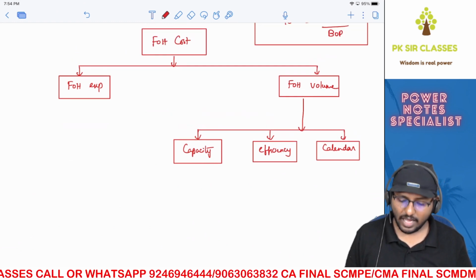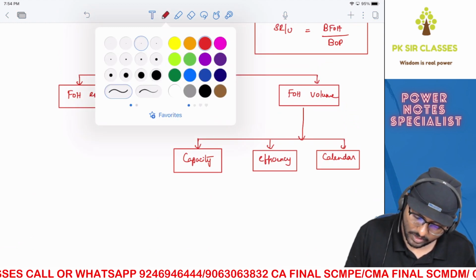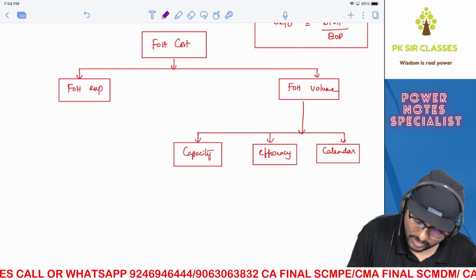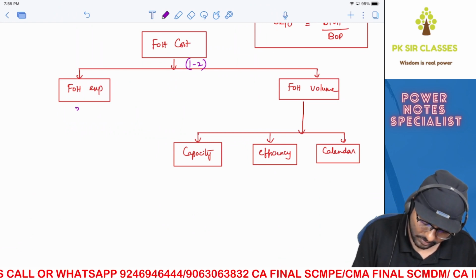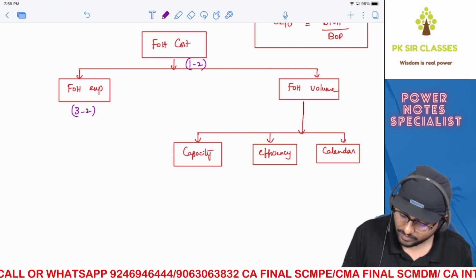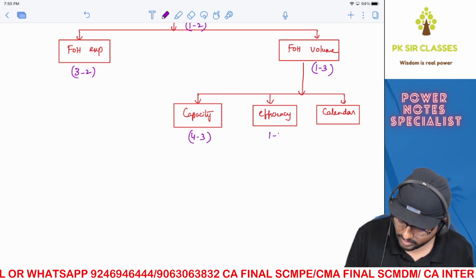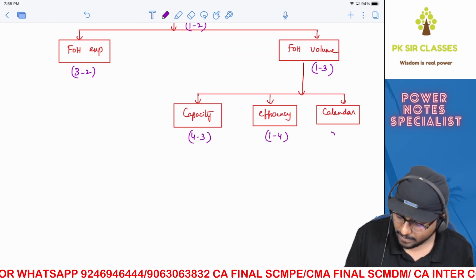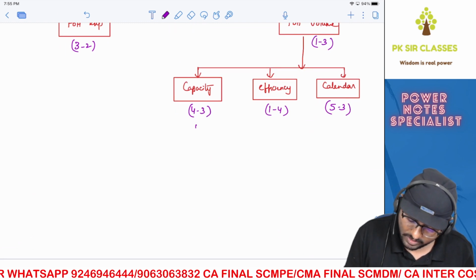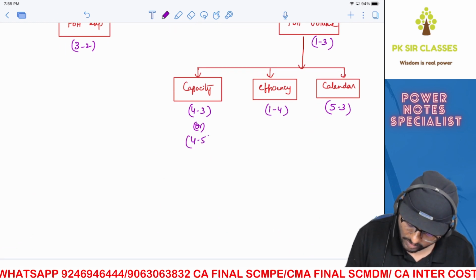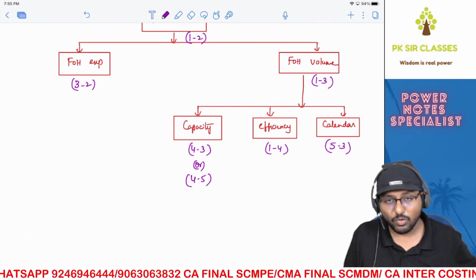Capacity, efficiency, and calendar. Okay. So if you apply the formula, it's going to be 1 minus 2, 3 minus 2, 1 minus 3, 4 minus 3, 1 minus 4, and 5 minus 3. This can sometimes be 4 minus 5 also. I'll explain when it is 4 minus 3 and when it is 4 minus 5.